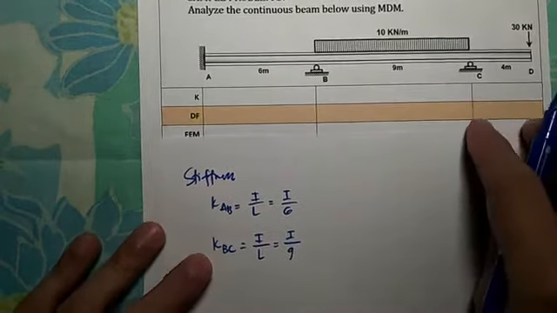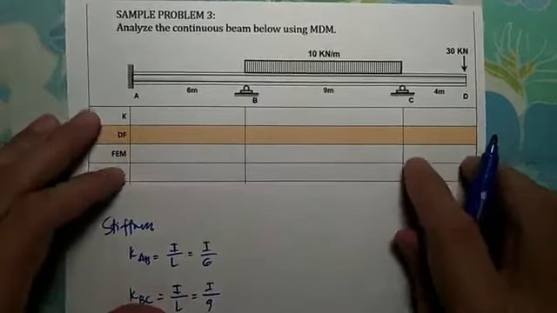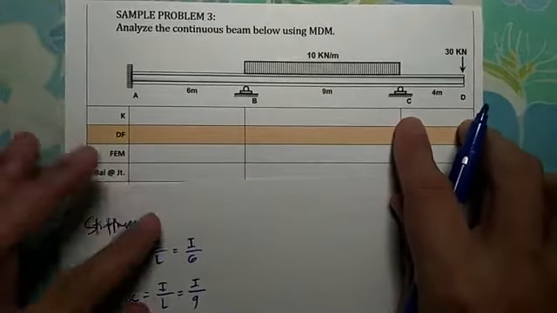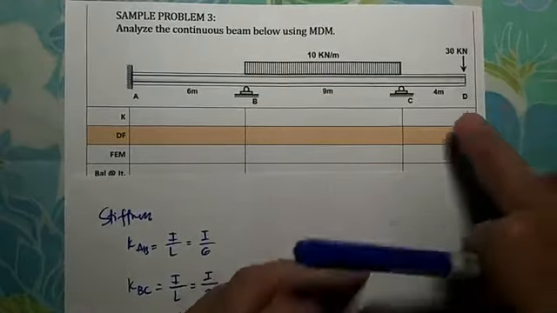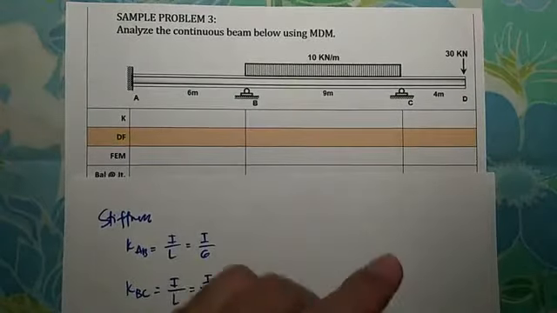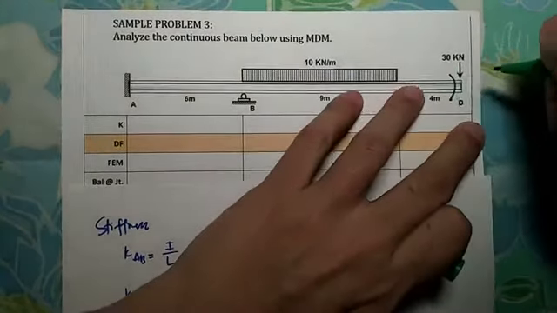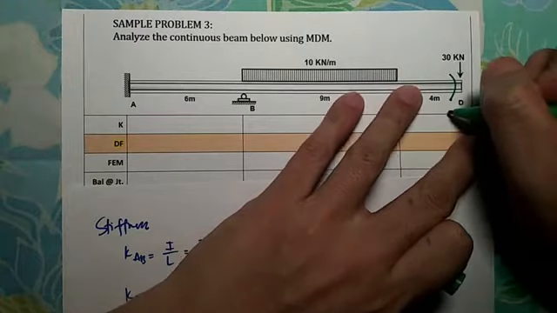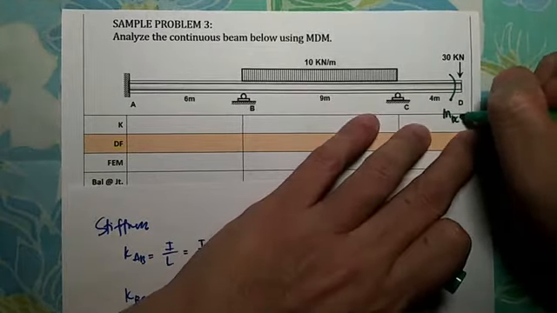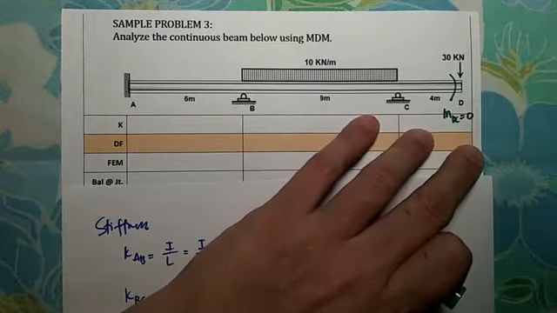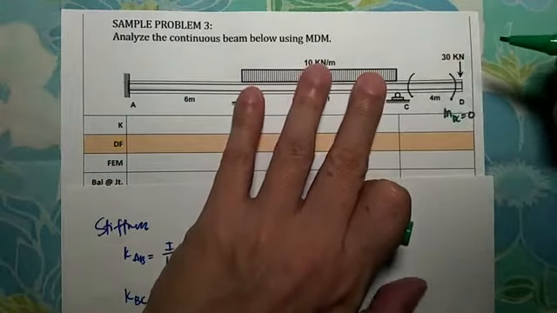Now for member CD, let's take advantage of member CD. Since we know that at D, the free end, there's no external moment applied at point D, the moment there, MDC, we know that it is 0. While what would be the end moment here?